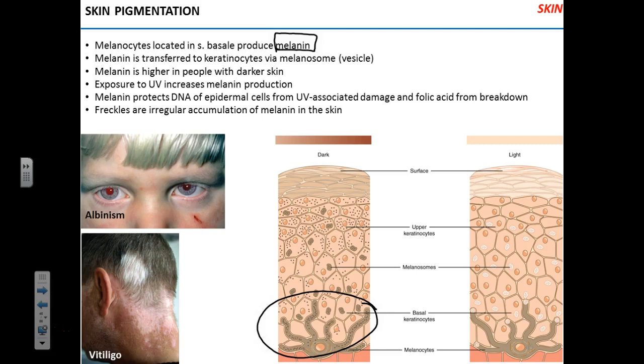This protein is packaged in vesicles called melanosomes. And then those vesicles, it's not diffusion, strictly speaking, it's exocytosis, endocytosis. So vesicles are transported from the stratum basale through the stratum spinosum, stratum granulosum to the lower levels of the stratum corneum, giving your skin a color. People with darker skin produce more melanin.